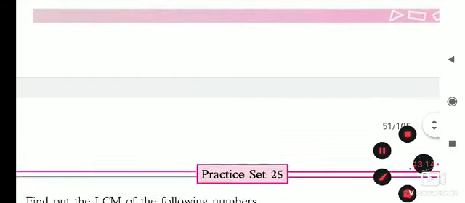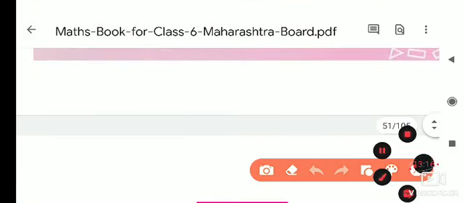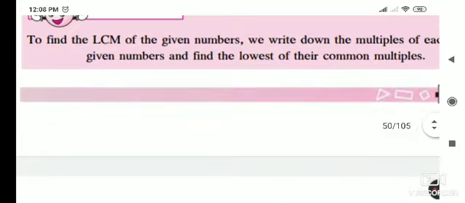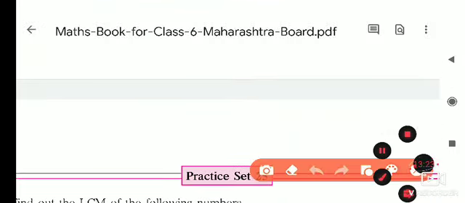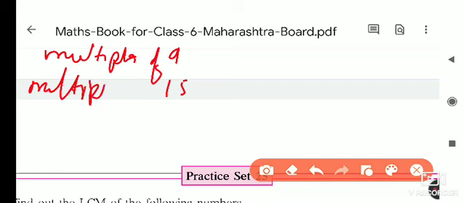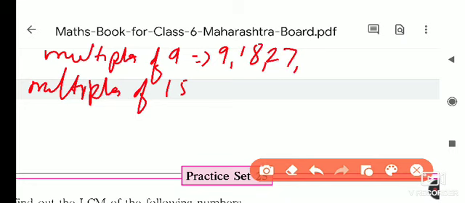First of all we will write the multiples of 9 and the multiples of 15. So 9's multiples: 9 ones are 9, 9 twos are 18, 9 threes are 27, 9 fives are 45. Okay, this much I will write, and I will check whether any common number is there or not.